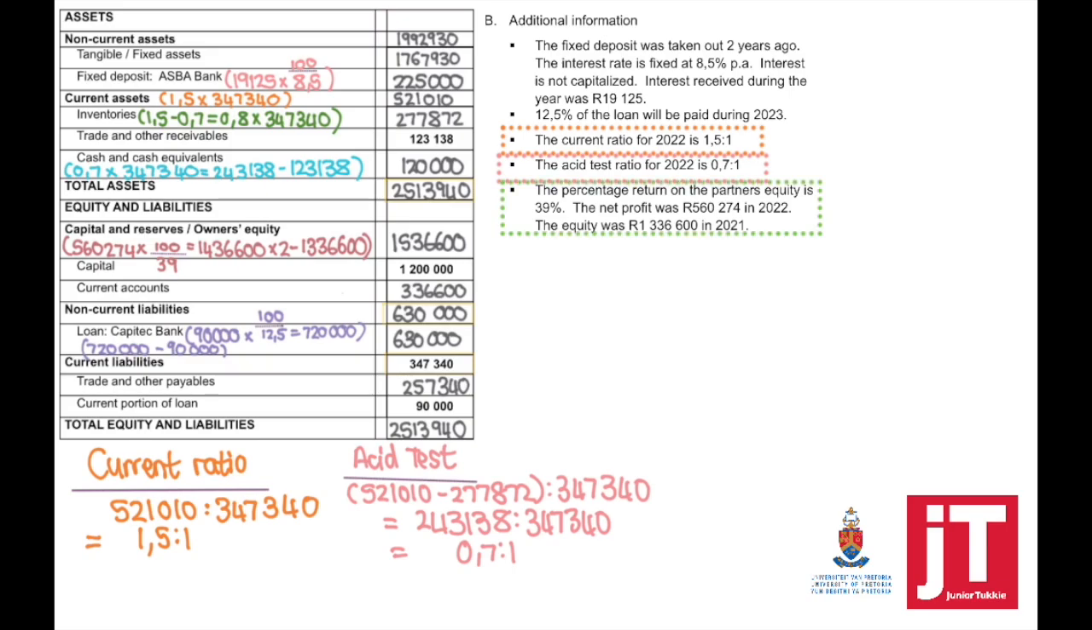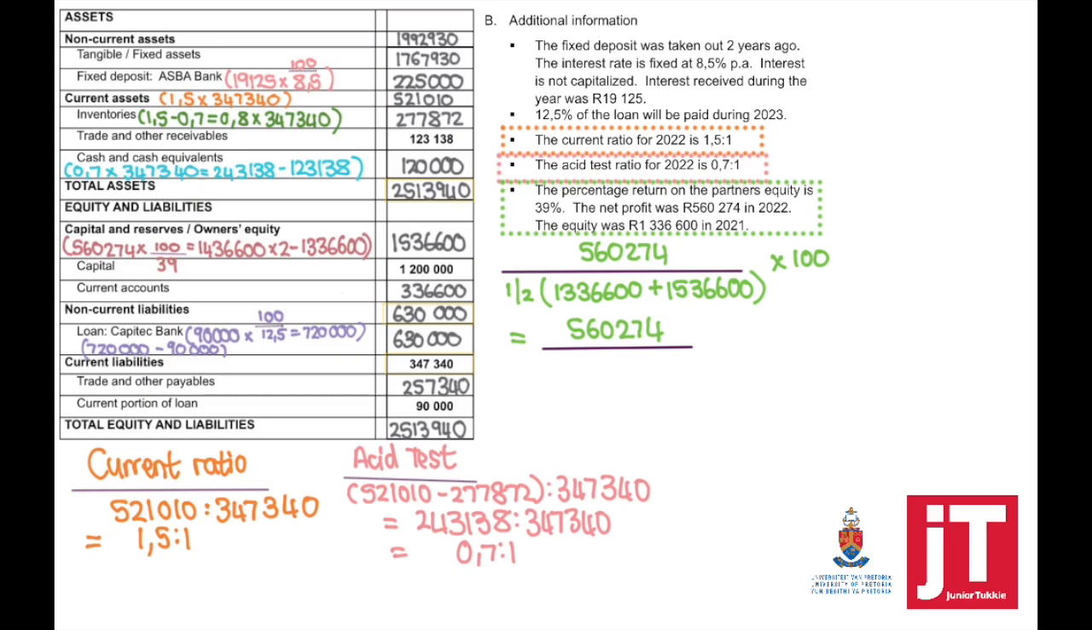If we're looking at the next one, the percentage return on the partners' equity, how did we get that 39%? The net profit divided by your average owner's equity, which means the balance at the end of last year plus the balance at the end of this year, divided by 2. That equals 39%. So this is just to illustrate to you how we actually got those figures. And we've now, in the statement of financial position, used those financial indicators to find those figures.